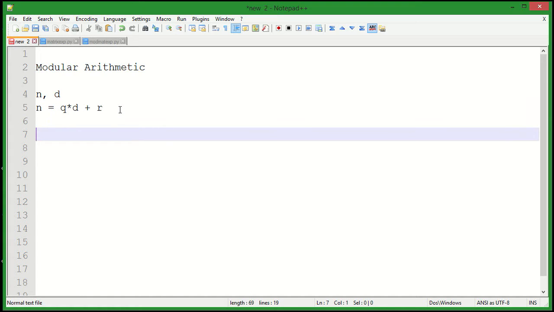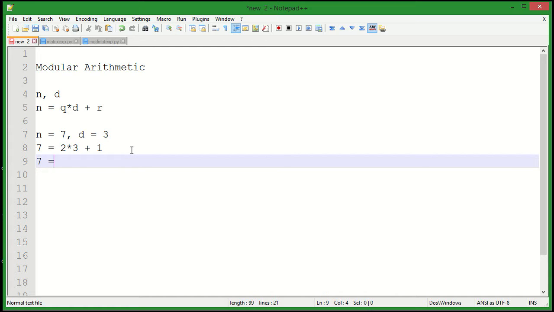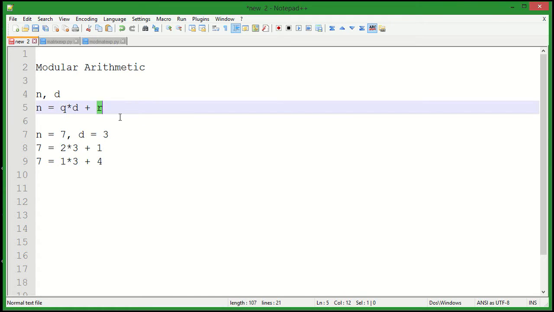For instance, if n equals 7 and d equals 3, then 7 is going to equal 2 times 3 plus 1. We can fit two 3's into 7, plus we have a remainder of 1. Now there's one issue with this, and that issue is that there are other numbers that could match this equation. For instance, we could have 7 equals 1 times 3 plus 4. So there's a different q and r that satisfy this.